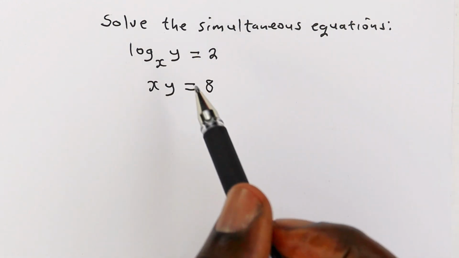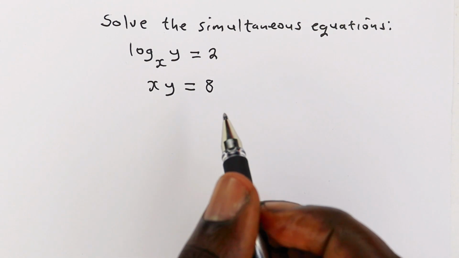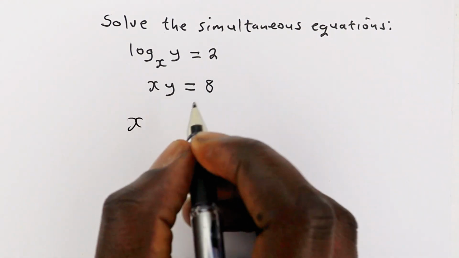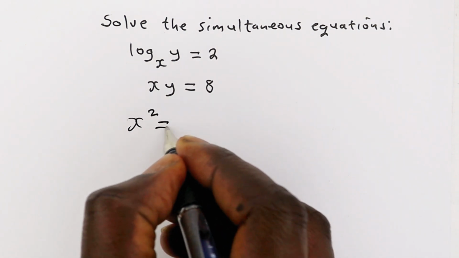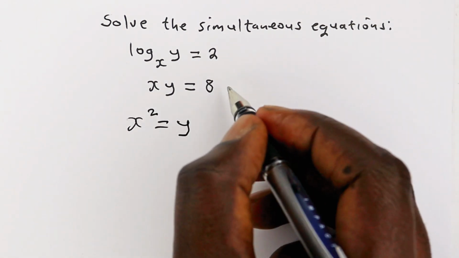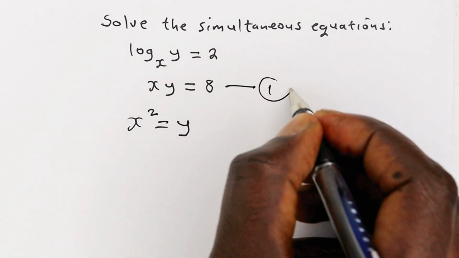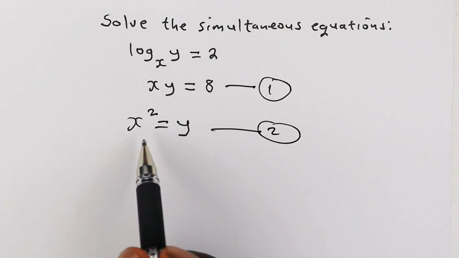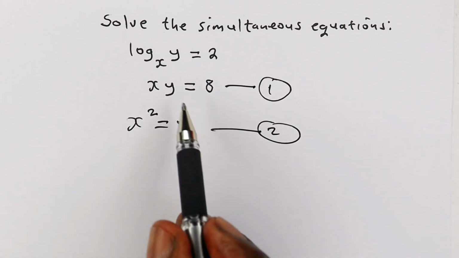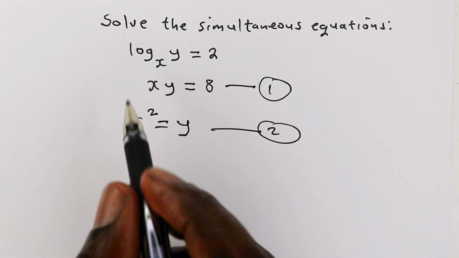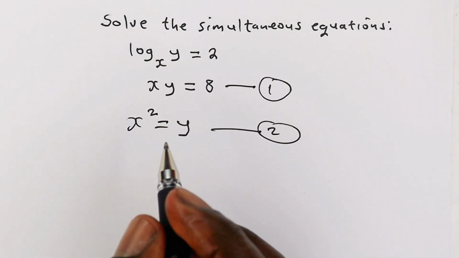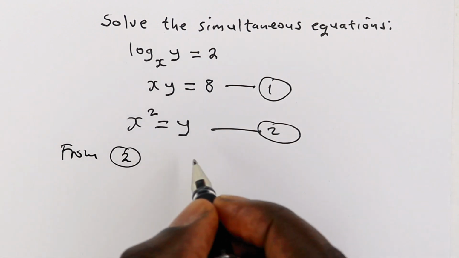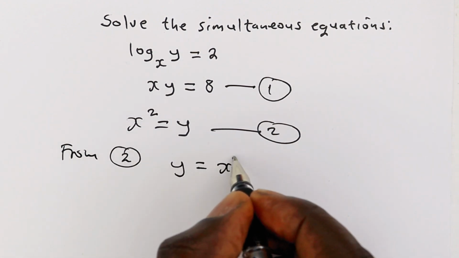So we can write it using the index notation. So the base is x, the power is 2, and the number is y. So we have two equations in terms of numbers, that is 1 and 2. So this one is already expressed in terms of y, so we can just substitute in the first equation. So we say from equation 2, y is equal to x squared.